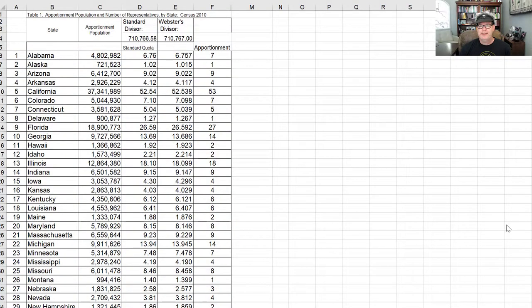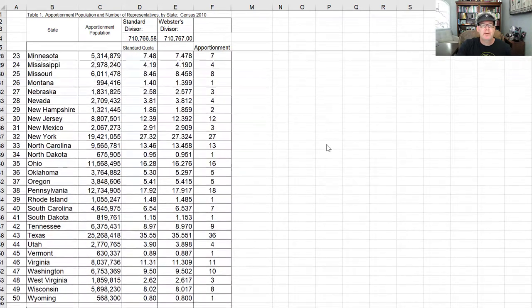Good day, everybody. Today we're going to look at apportionment using Webster's method, and that's where you divide and then just round regular. So let's see. This is the 2010 apportionment population for the country.